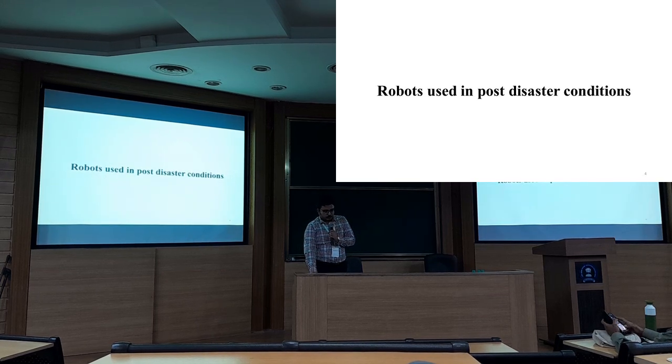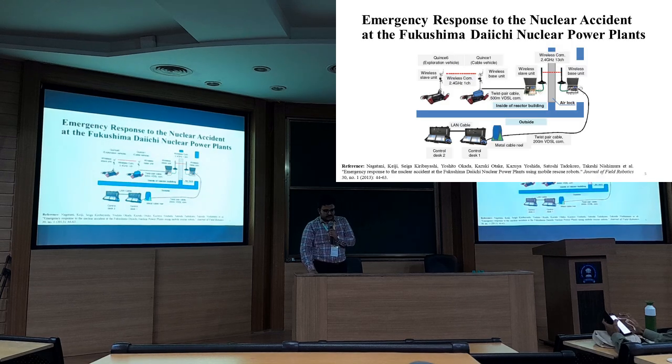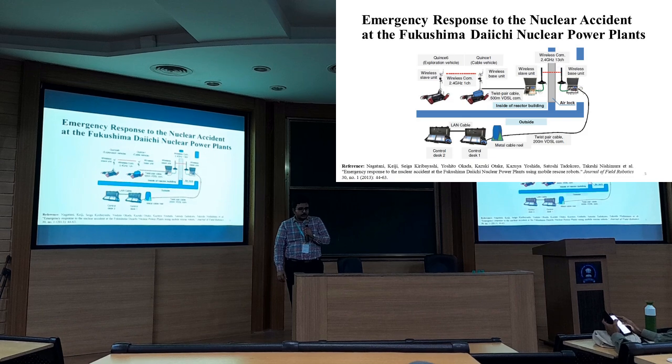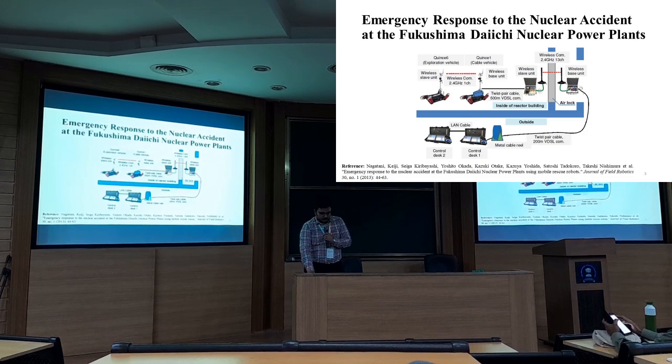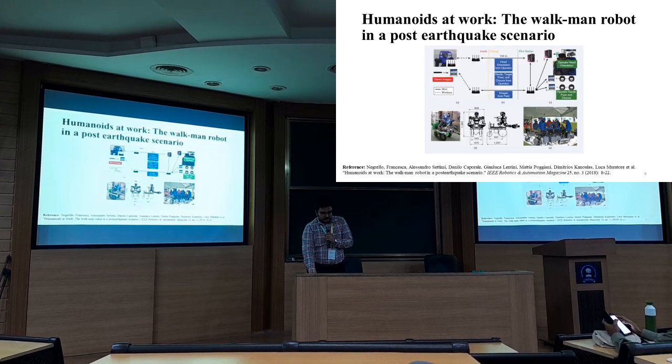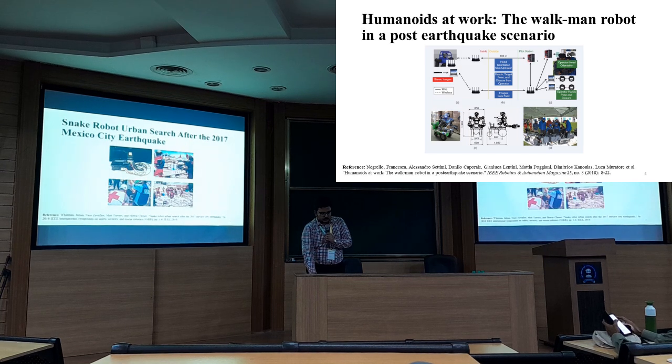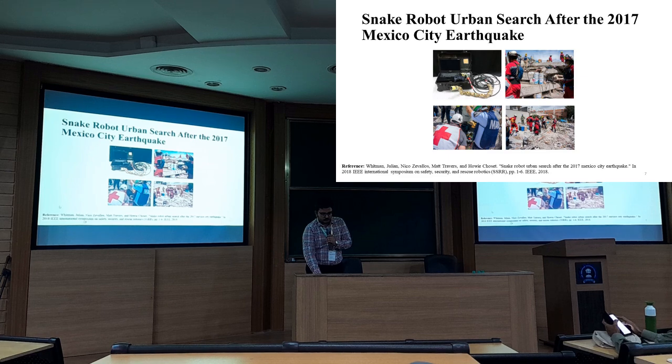A short literature on the robots used in post-disaster conditions. These are robots which were used in Japan during the Fukushima nuclear power plant disaster. Here you can see the robot being used with a combination of wired and wireless communications. This is during the Italy earthquake, where a mobile robot with a half humanoid on top was used to go inside buildings and check for cracks. This is quite a recent one, in 2017, where the snake robot from CMU was used in the Mexico earthquake.